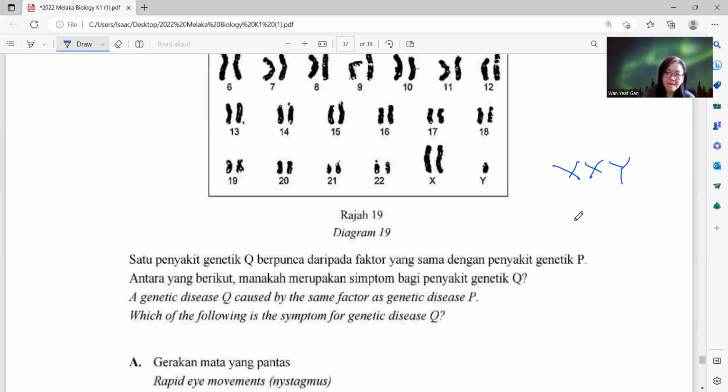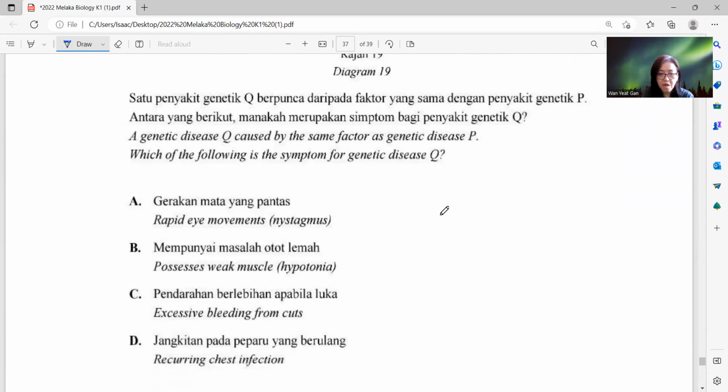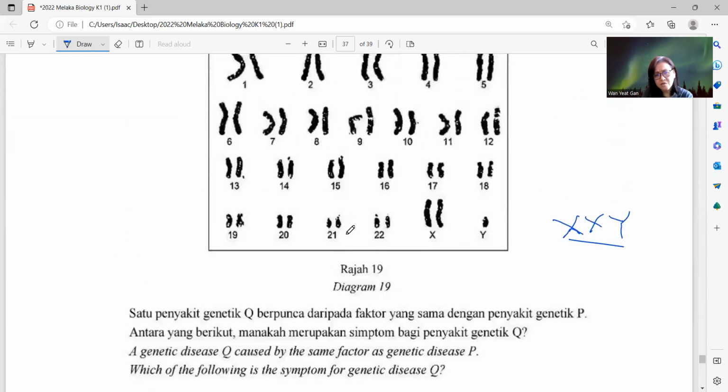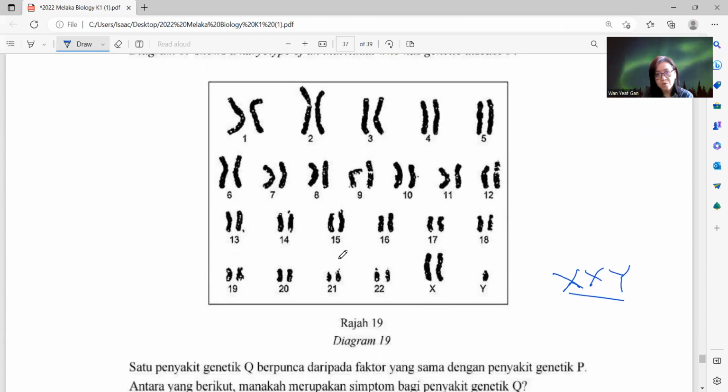Now this is a male, right? It's a male that has this number of chromosome and an extra number of X chromosome. So the male here would have weak muscle. This is the one, huh? This is not this. This has hemophilia, rapid eye movement, no. So the genetic disease, this one is caused by chromosomal mutation. Okay, chromosomal mutation.